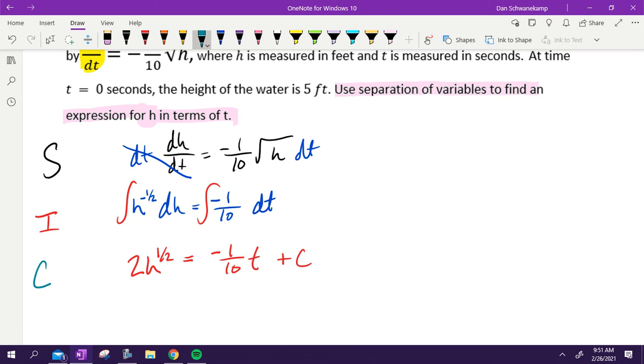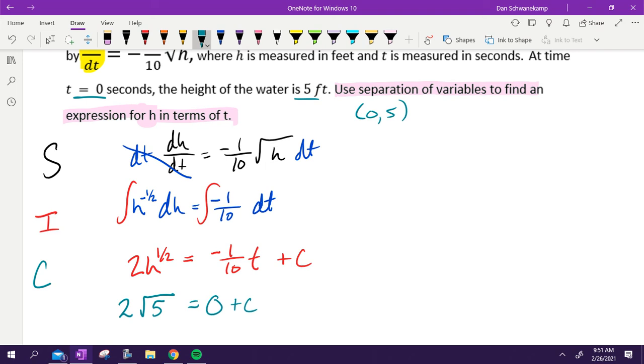That means I got to have points to plug in. What point am I plugging in? 0, 5. Okay, I'm plugging in 0, 5. So I'm taking 0 and plugging it in for t. So that's just 0 plus c. I take 5 and plug it in here. 2 times 5 to the 1/2 power. Just because it's so ugly, I'm going to write it as square root of 5, because 1/2 power and square root mean the same thing. That's my c.